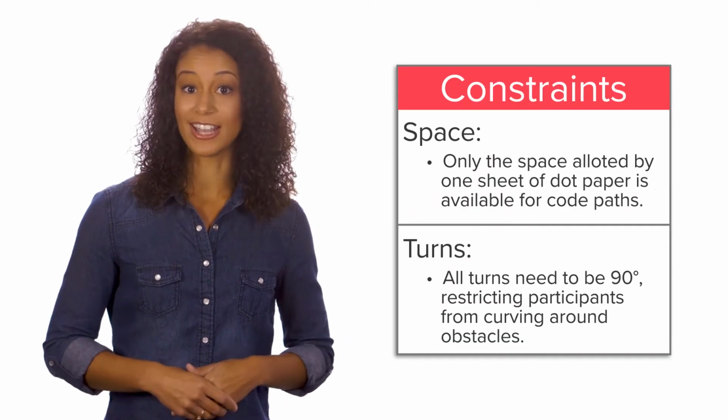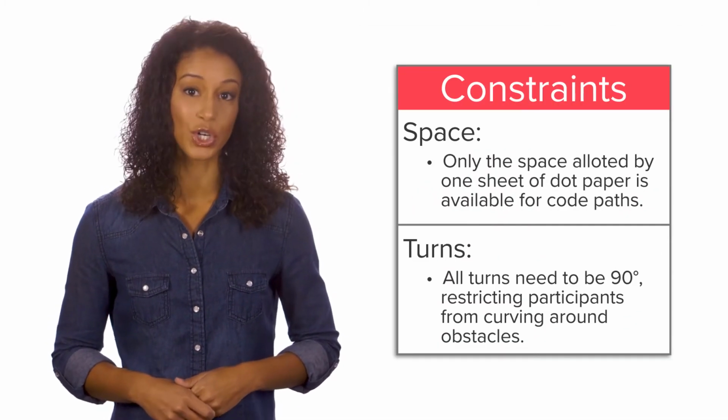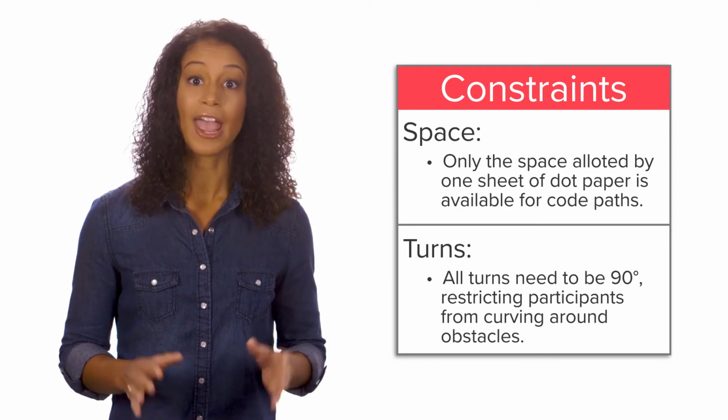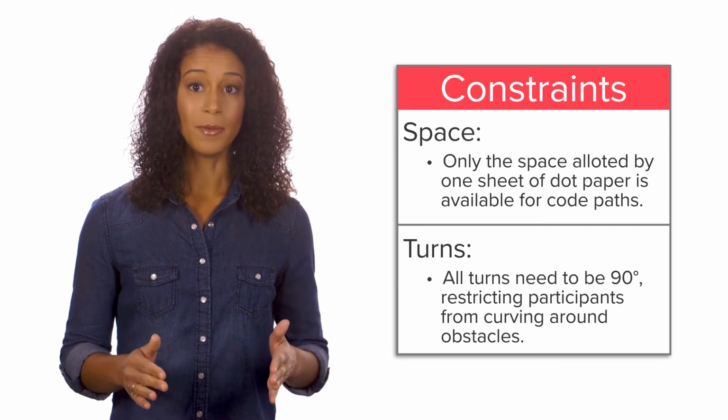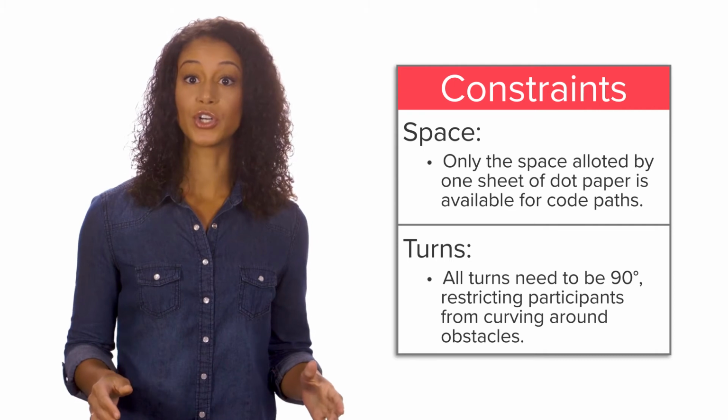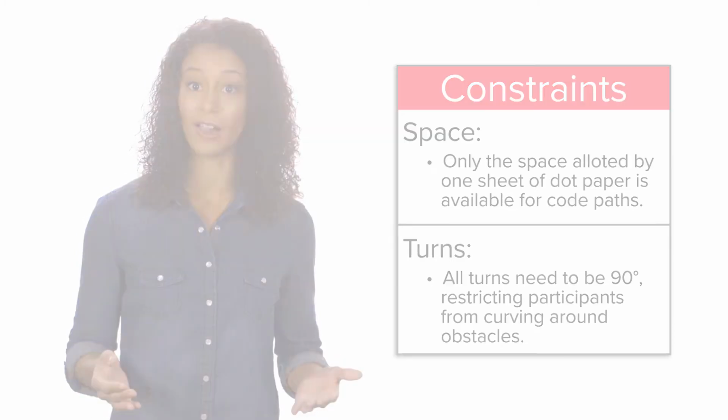The constraints for today's task have to do with space and turns. You are limited to the space provided by 1 sheet of dot paper, and your path will stay within the dots, meaning all turns will create a 90-degree angle. This means the turns will look like the corner of the letter L.